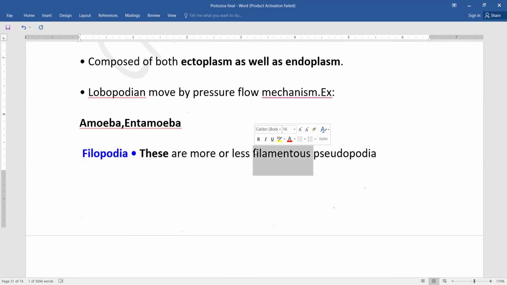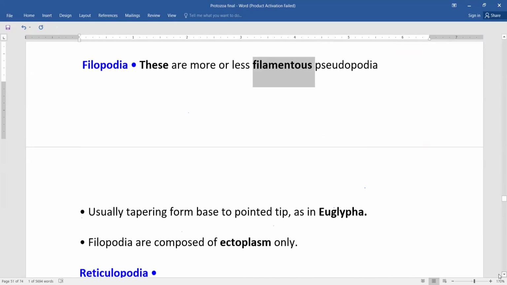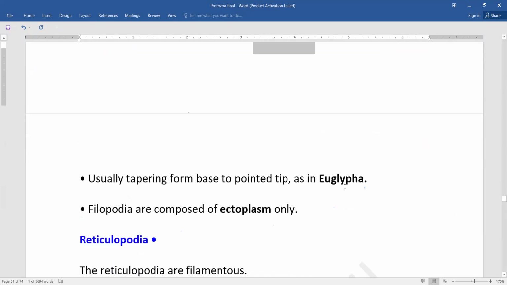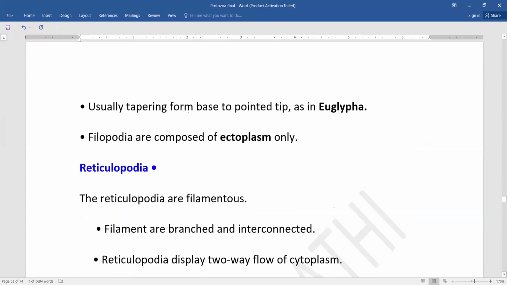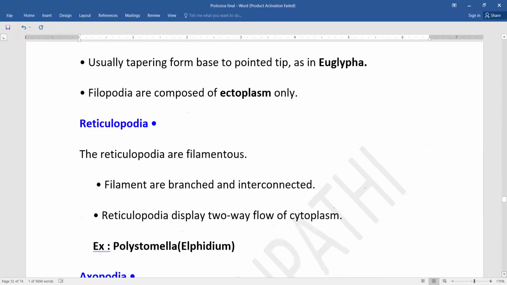So such pseudopodia are called philopodia. Filamentous pseudopodia. Example is Euglypha. Okay, they contain a pointed tip. So philopodia are composed of ectoplasm only. In philopodia there is only ectoplasm, that is why they are thin. Reticulopodia, we have just seen.